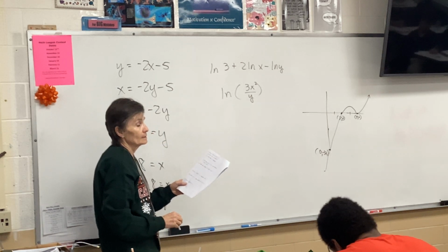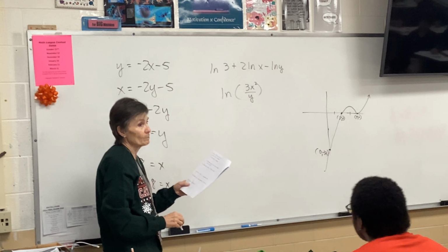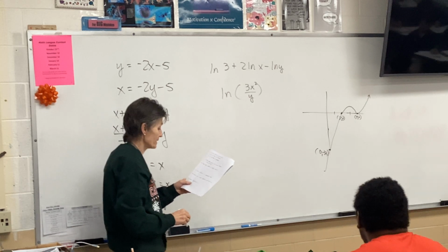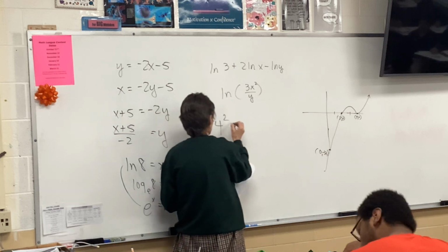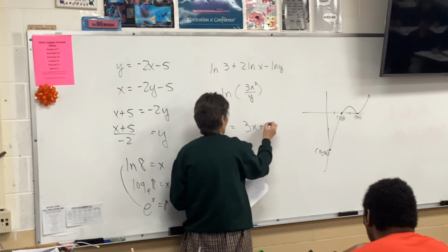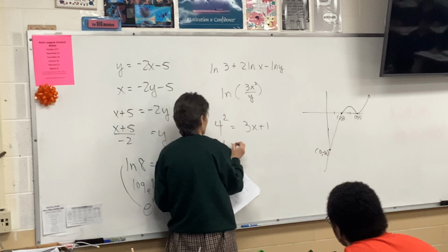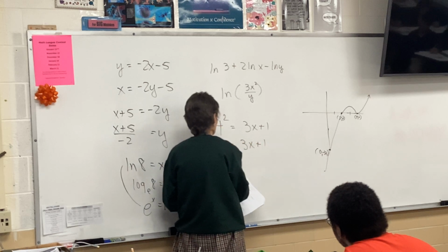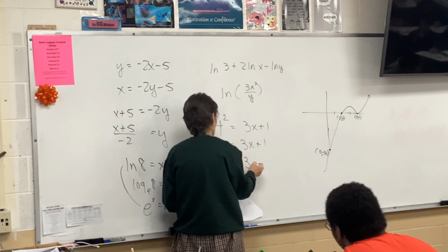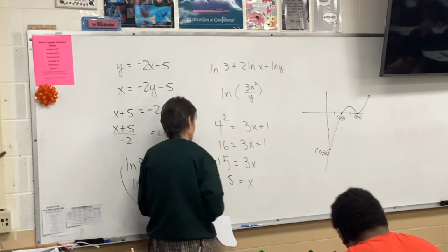Number 19. Kind of an easy one, should be anyway. What do we do with 19? 4 to the second equals 3x plus 1. So 16 equals 3x plus 1, 15 equals 3x, I got x equals 5.